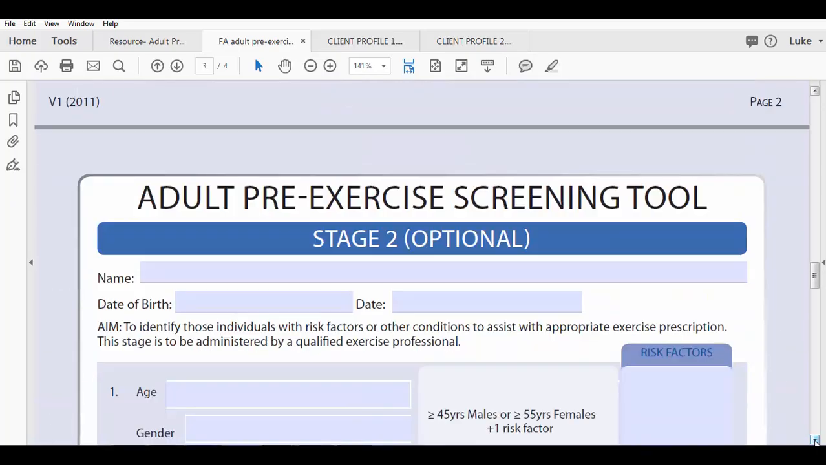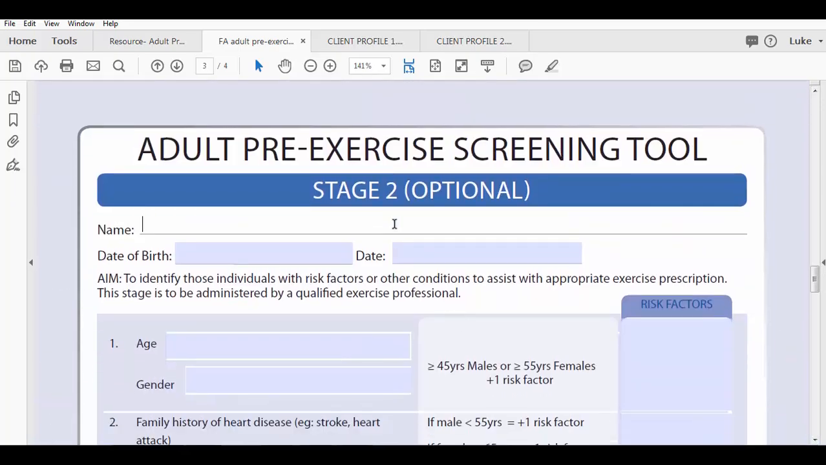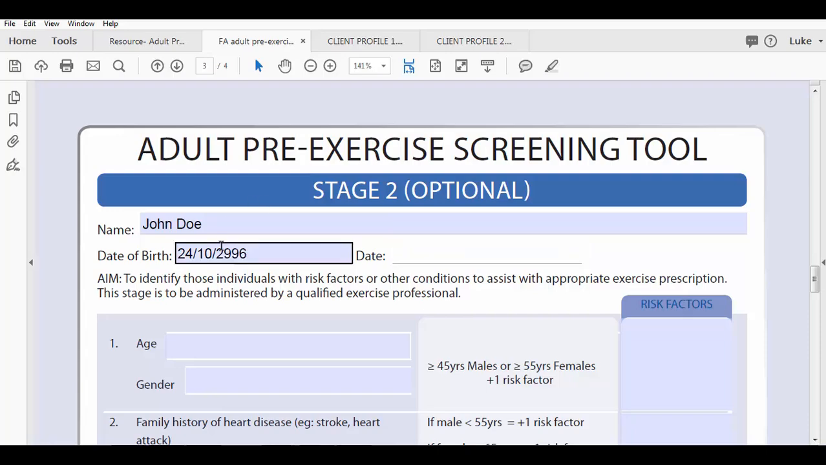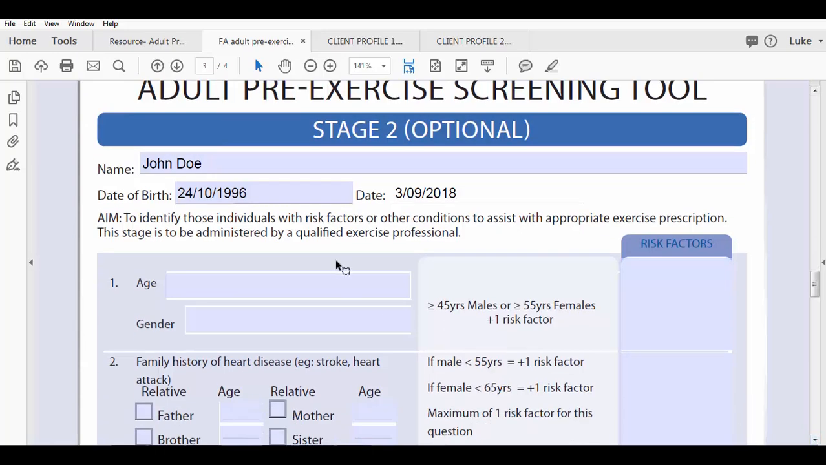So for stage 2, we're going to start here. Fill out John Doe again for the name. Fill out the date of birth. And we'll fill out the date as well. It's really important that all these are filled out when you fill out your forms.